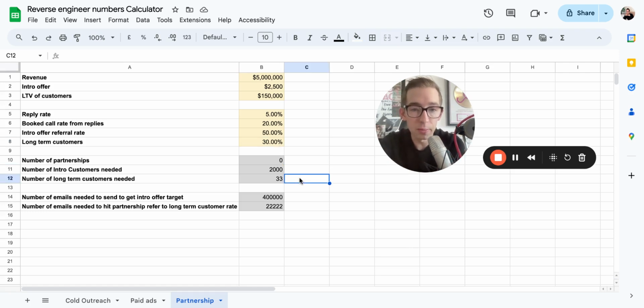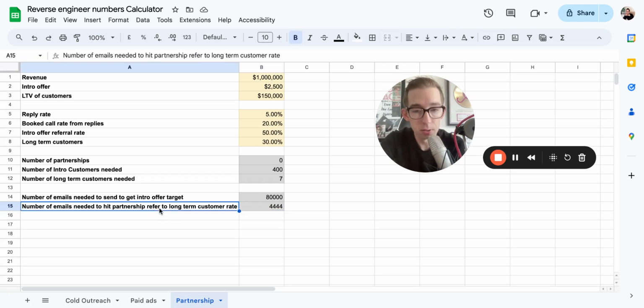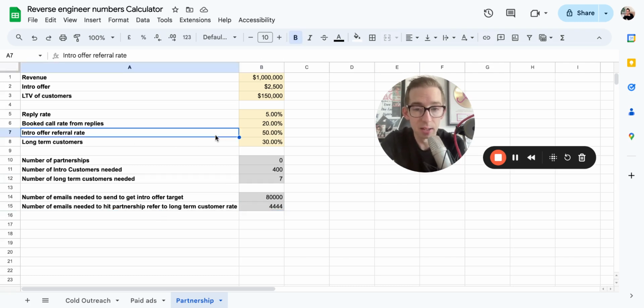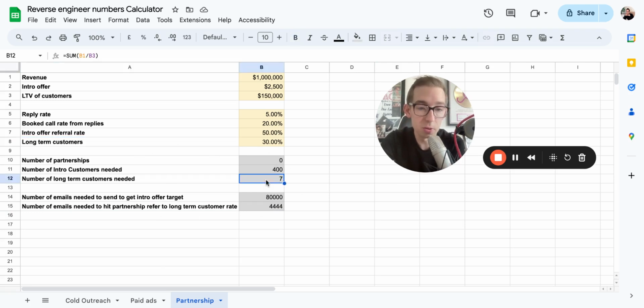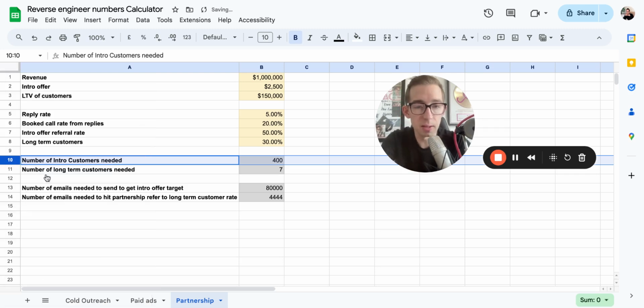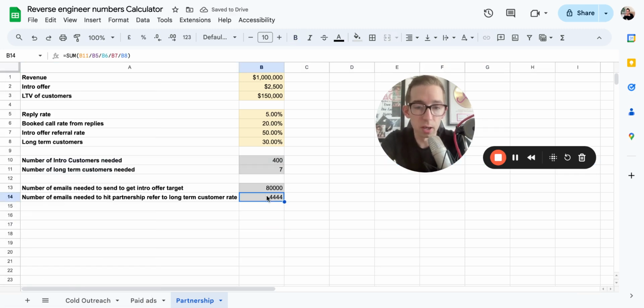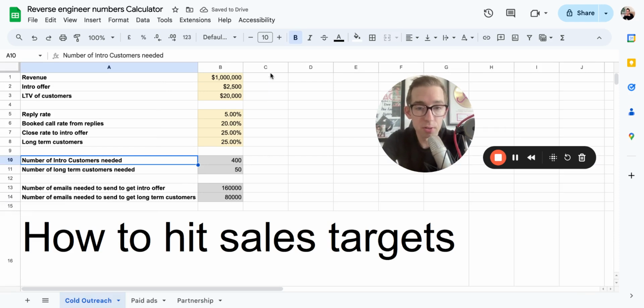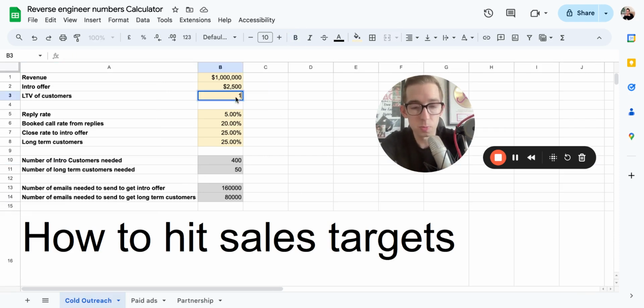And then when we look at that, let's say those numbers are the same, and let's just put the 1 million back in here. That would mean we'd need to send 4,444 partnership emails in order for us to get 7 long-term customers out of this. So that makes a big difference. Remember the numbers here, so let's put this back to the 150, so we're looking at apples for apples.